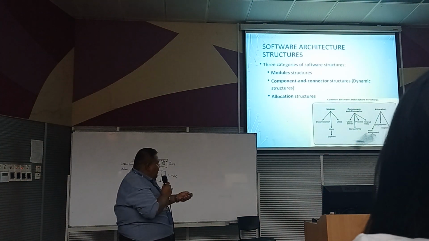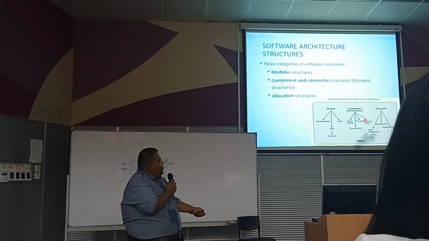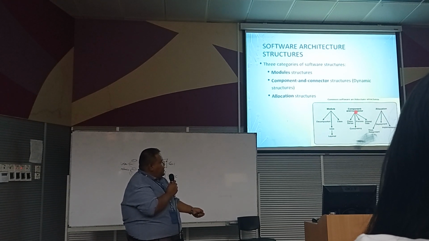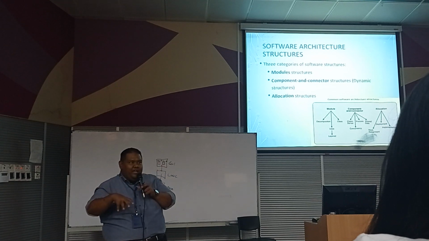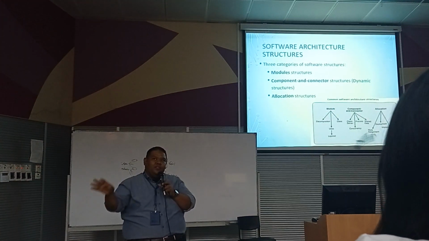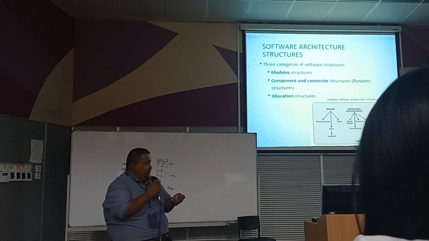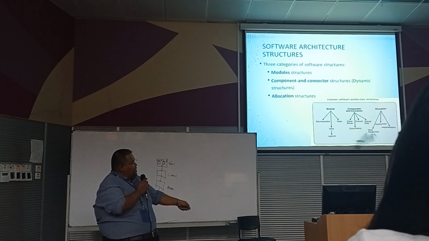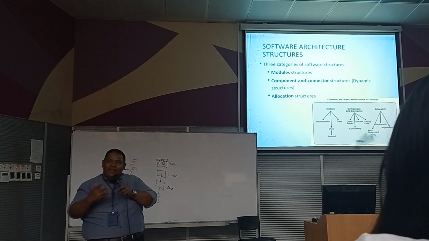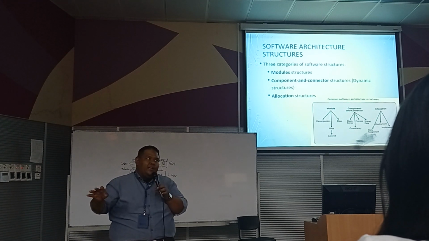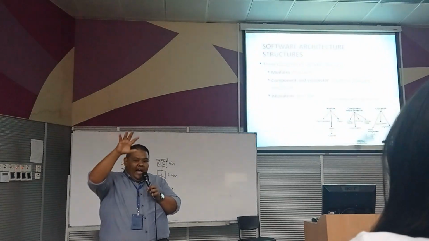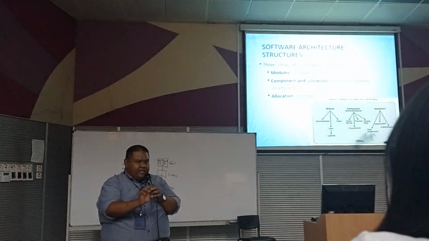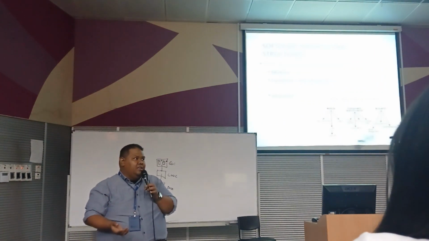Then we have component and connector. In component and connector, we have one center component that controls all the other components. We will go into detail about this later. And then we have allocation. Allocation means how many teams do I have? Let's say I have a team in Australia, a team in India, and a team in Kuala Lumpur. I create an architecture that can be divided among the different teams. That is called allocation structure.